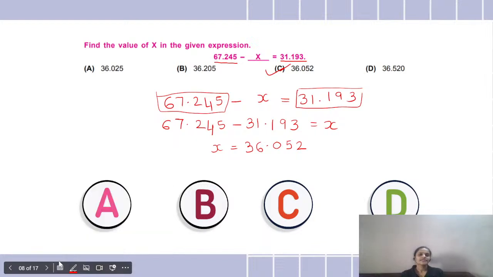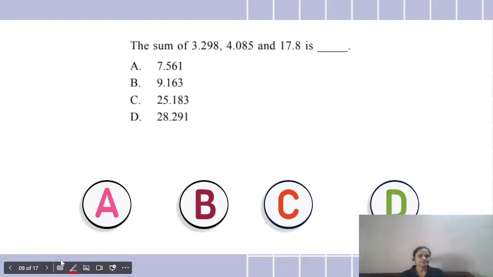Okay, all right. Time to move on to the next question, which goes like this. The sum of 3.298, 4.085, and 17.8 is how much? Oh my God, now this is very, very easy. You simply have to find out the sum of all the three numbers. Now, I'm sure everybody knows what is the meaning of the word sum. So come on, quickly. This is very easy.